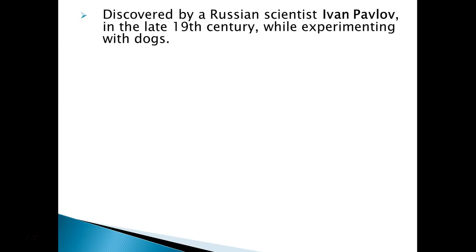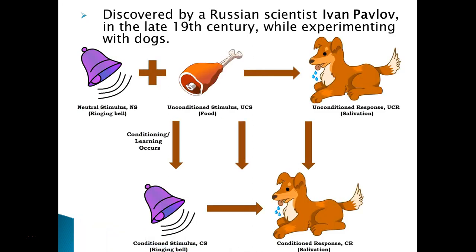Classical conditioning was discovered by a Russian scientist, Ivan Pavlov, in the late 19th century while he was experimenting with dogs. Pavlov discovered that by repeatedly associating a neutral stimulus such as a ringing bell with an unconditioned stimulus such as food, over time, he could turn a natural or unconditioned response, which in this case was salivation, a natural response to food, into a conditioned response to the new conditioned stimulus.